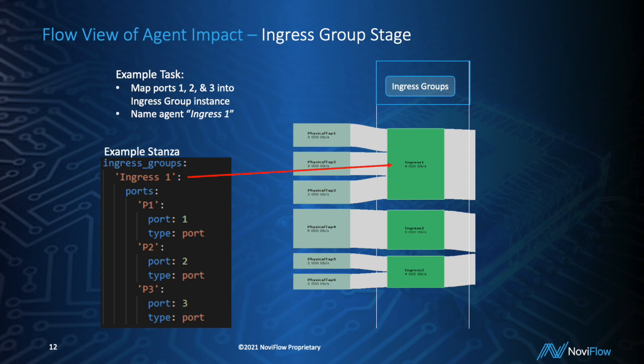So the Ingress agent that we talked about wants to map ports into an aggregate agent, an Ingress grid instance, and wants the name of it. And so you do all of that in these 10 lines of code. It says, here's the agent I'm working on. Here's the name I'm going to give it. And oh, by the way, I have 3 ports. Now, could it be any simpler?